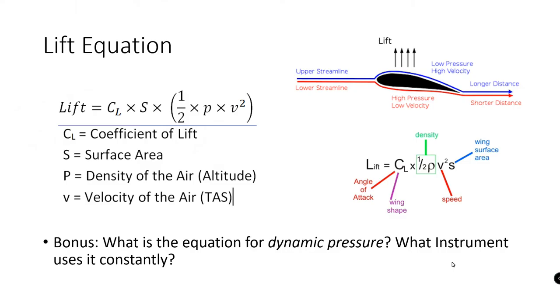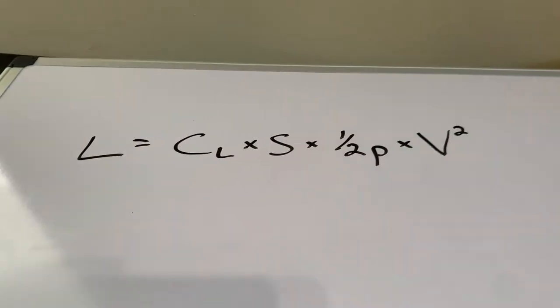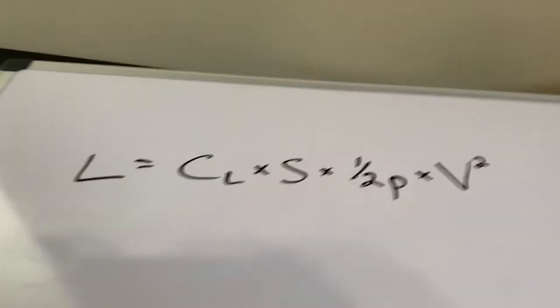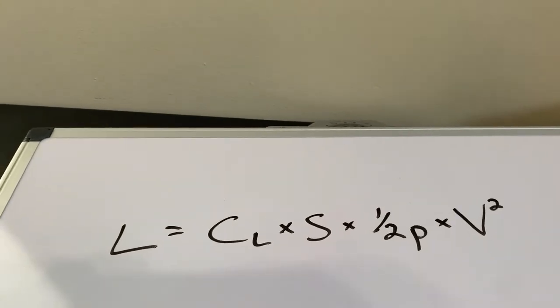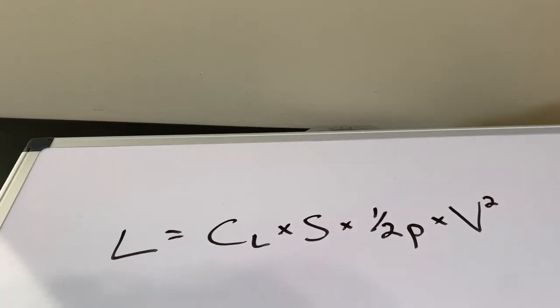All right, lift equation. I'm also going to use the board here. Here are all of the components in the lift equation. Of course, we've got the coefficient of lift, the surface area, the density of the air, and velocity squared, which is exponential. But like I said, I'll be going over to the board momentarily. Okay, now we have our lift formula, or lift equation. Let me get the blue color.